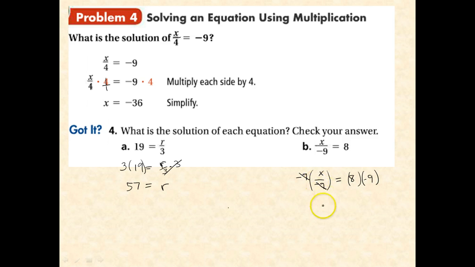So these would cancel out, and I get x equals 8 times negative 9, which is negative 72.